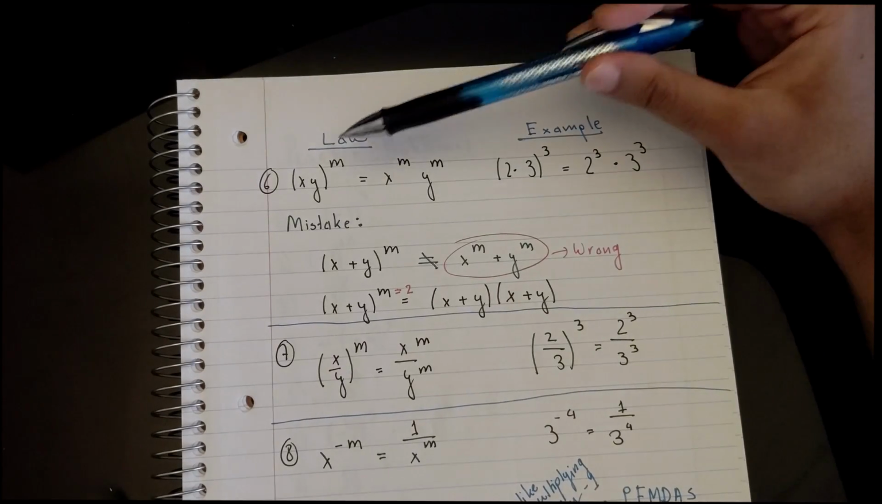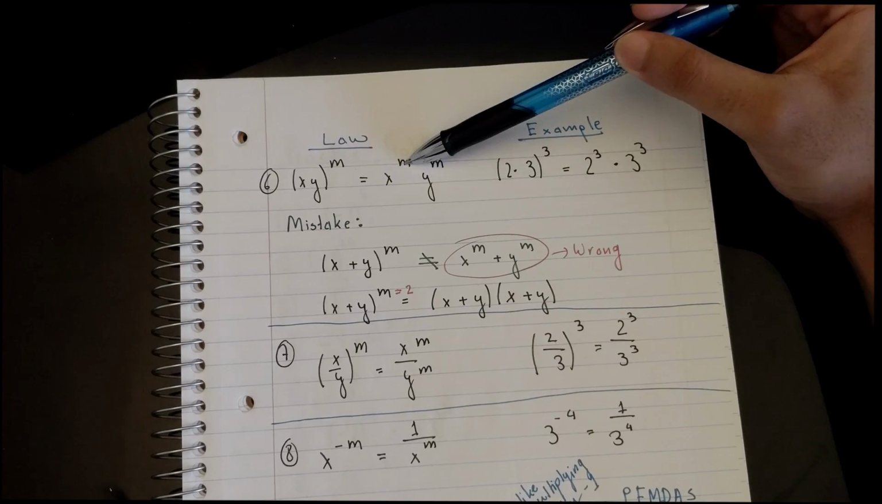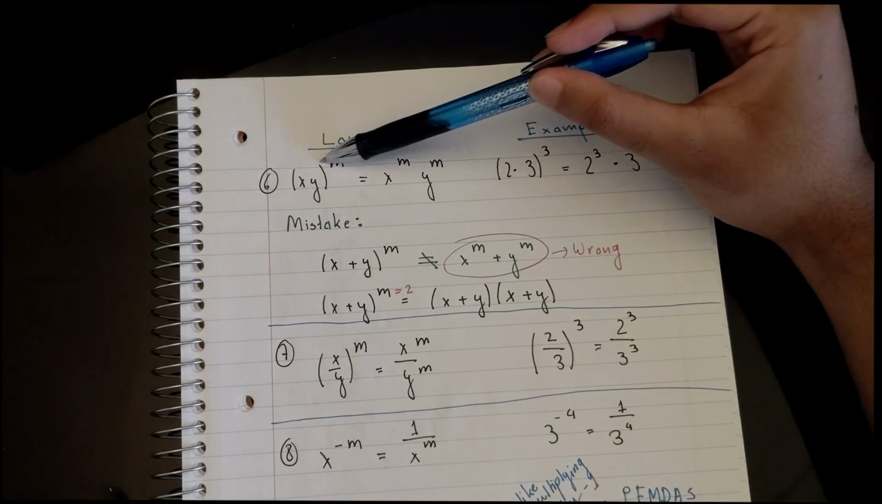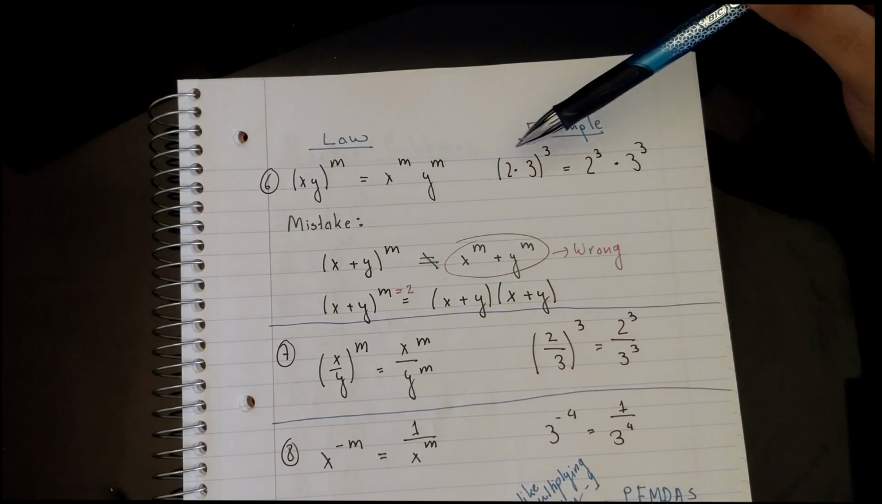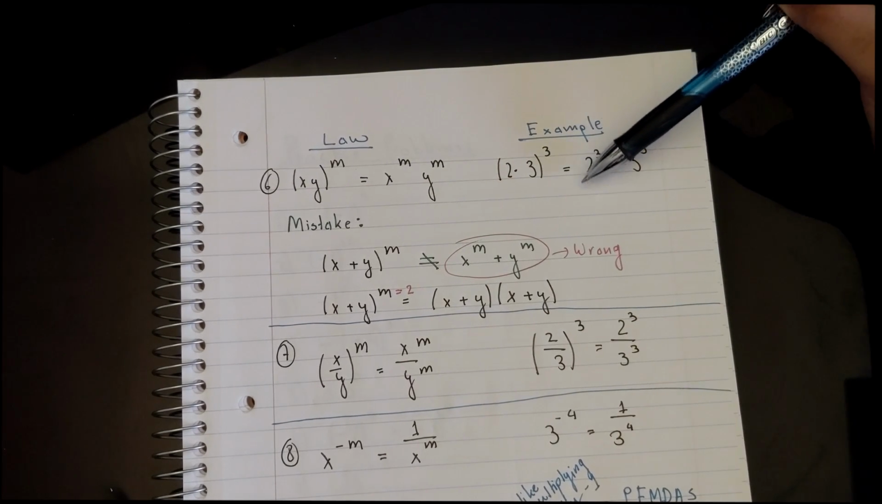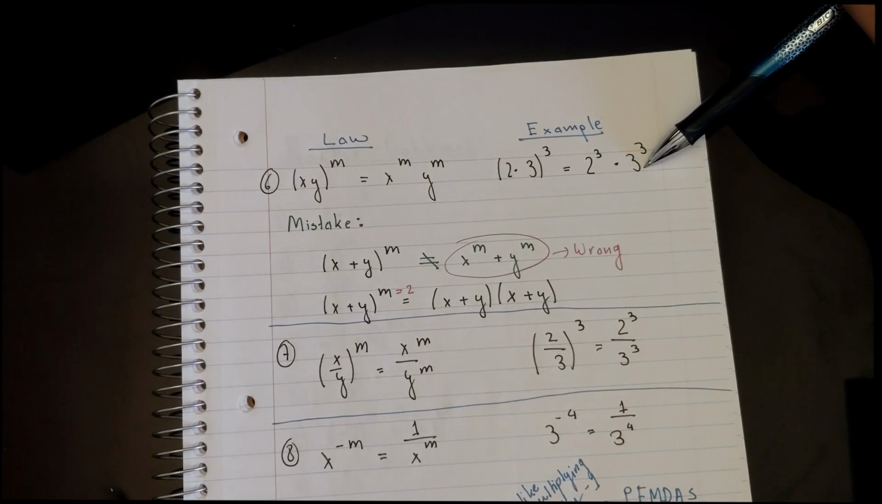Okay, so the sixth law is x times y to the power of m equals x to the power of m times y to the power of m. So you can basically distribute it, and it's going to work. So 2 times 3 to the power of 3 is equal to 2 to the power of 3 times 3 to the power of 3.